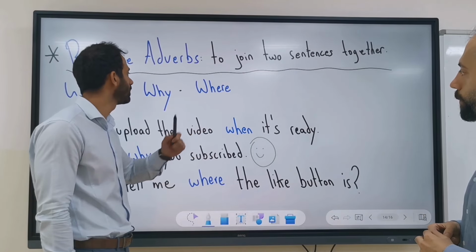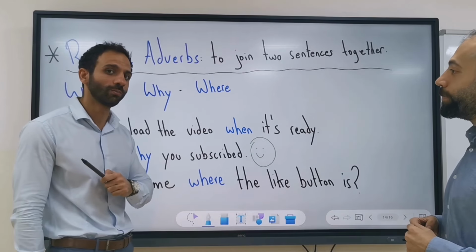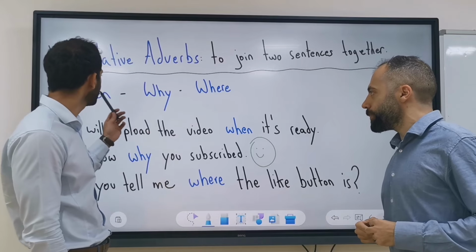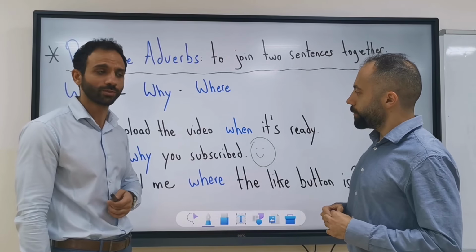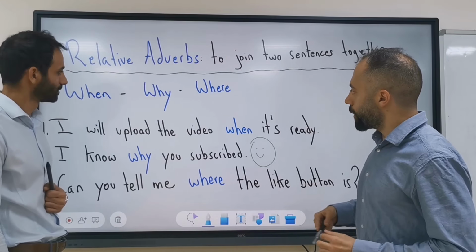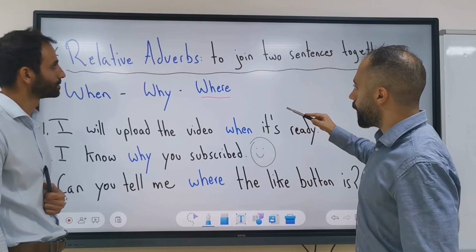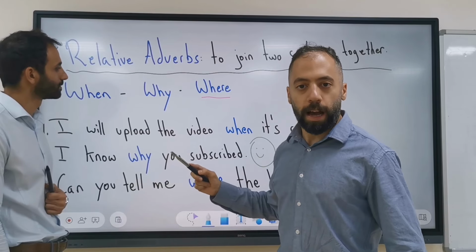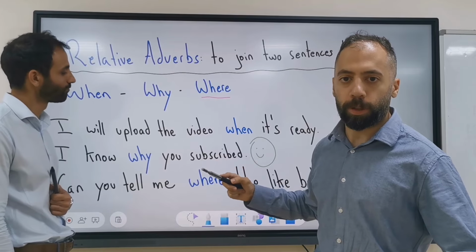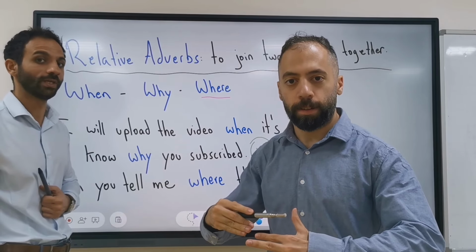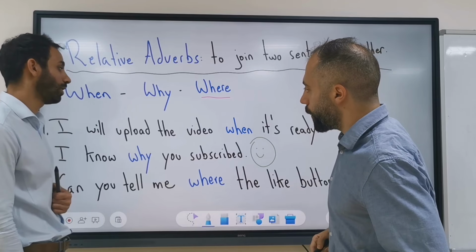As you notice, Mr. Rami, they're all WH words. They begin with WH, and usually are used in the beginning of questions. Yes? Yes, so sometimes we use these to ask questions, but in this case, they are relative adverbs, not used for questions, but used to join two sentences together. Okay, Mr. Khaled, can you read to us the first sentence?